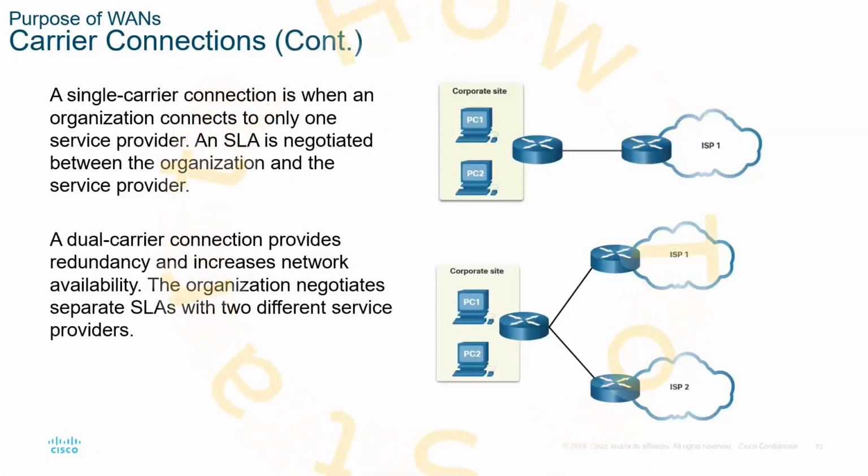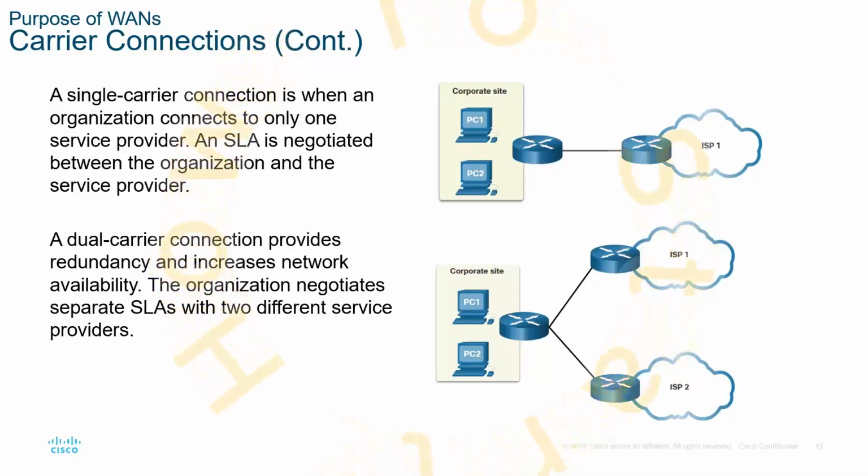So a single carrier connection is when an organization connects to that one service provider. Again, there will be an SLA that will be negotiated between the two that guarantees a certain level of service. We have a dual carrier, and that's where our connectivity is going through two different ISPs. That way, if one ISP goes down, we have a backup ISP. That way, we still have redundancy in our network design.